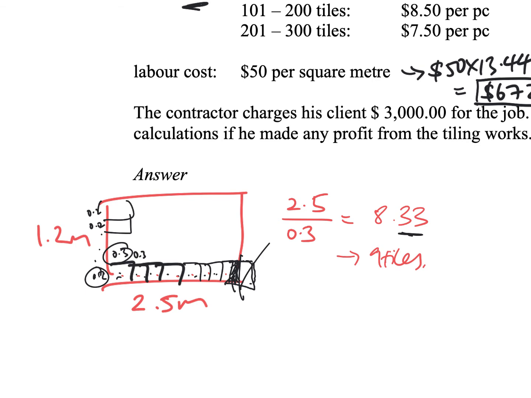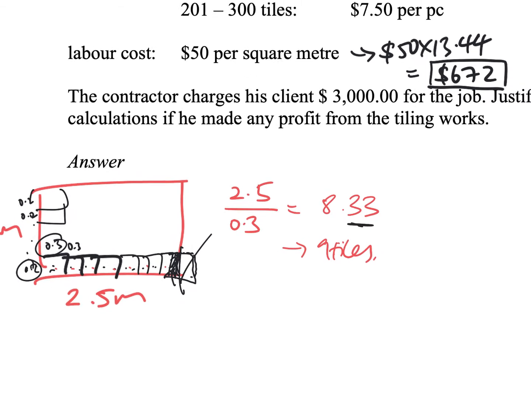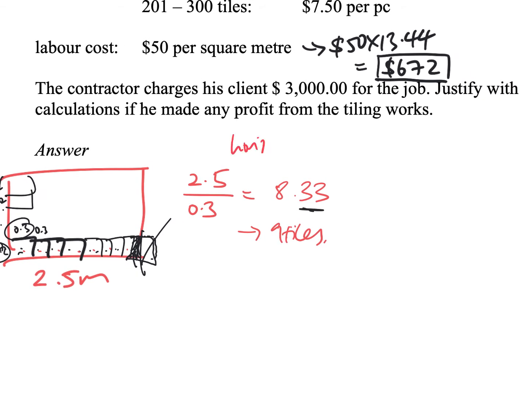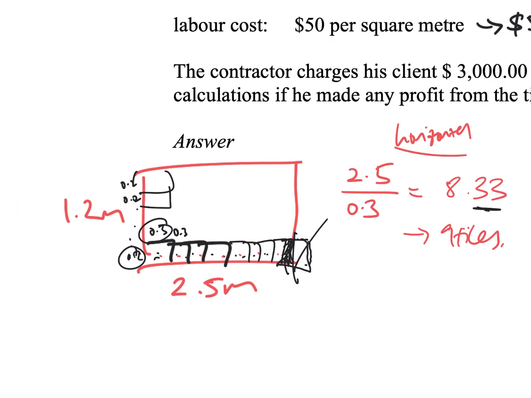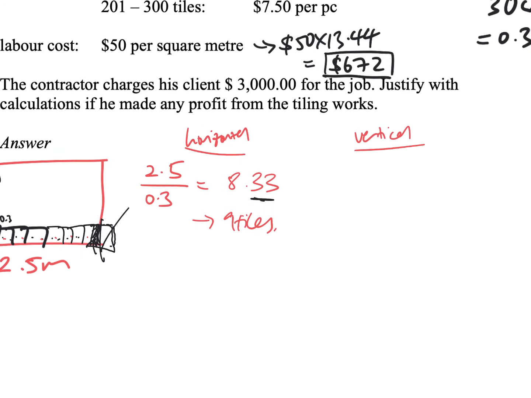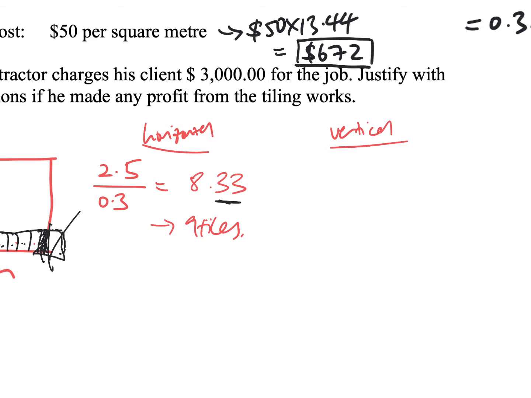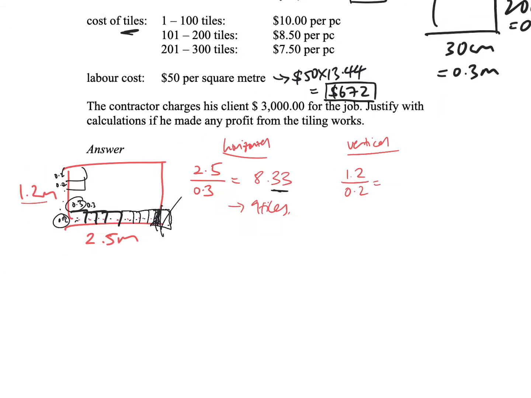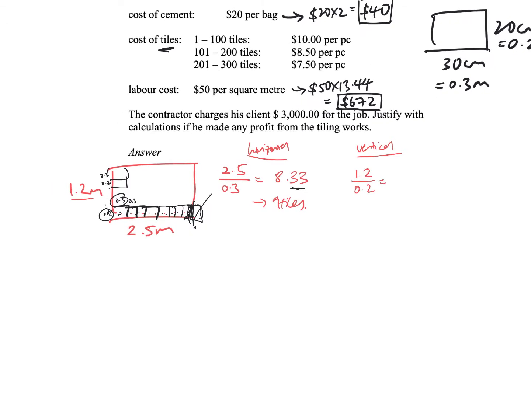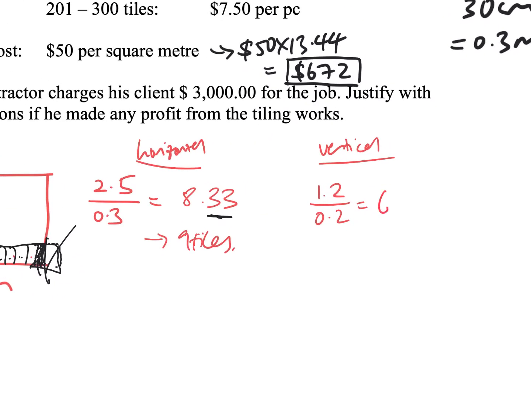So now let's do the same for vertically. So maybe let's just write that down. This is for horizontal. And then for vertical, what I can do is take 1.2, divide by 0.2 to see how many tiles I need to cover the whole vertical length or vertical height. So I take 1.2 divided by 0.2, right? And that gives me 6 tiles.